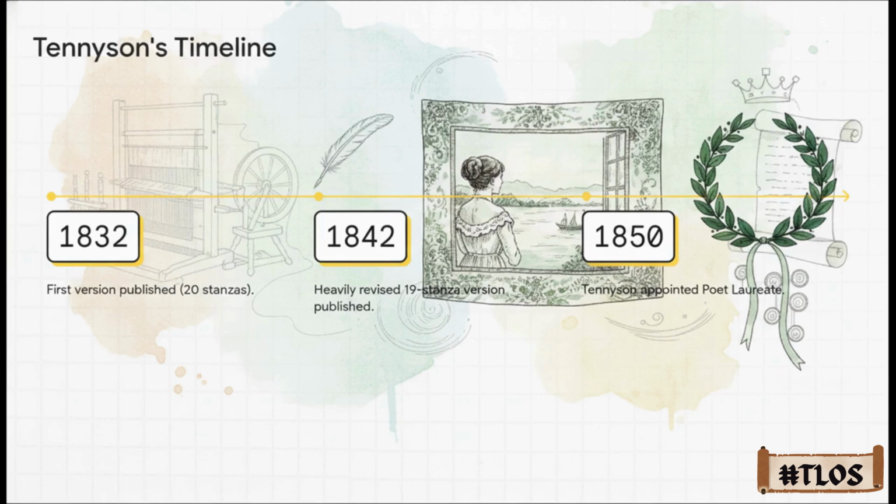He actually published the first draft in 1832, but then he heavily revised it. By 1842, he had shortened it to 19 stanzas and tweaked a ton of little details, which really just proves how much these specific words mattered to him. This 1842 version, that's the standard text we still study today. And his mastery absolutely paid off, because just 8 years later, in 1850, he was officially appointed Poet Laureate of the United Kingdom, a job he ended up holding for over 40 years.